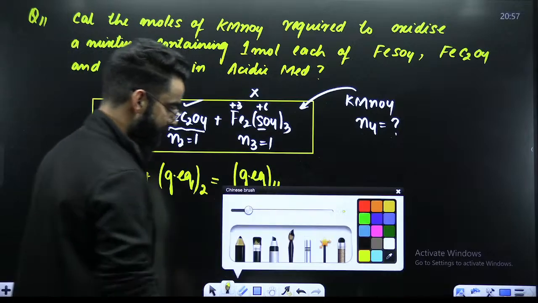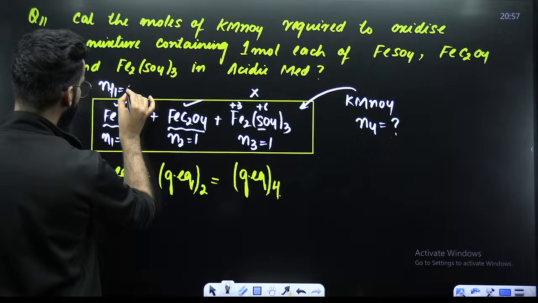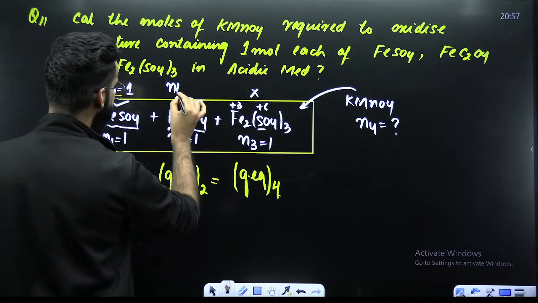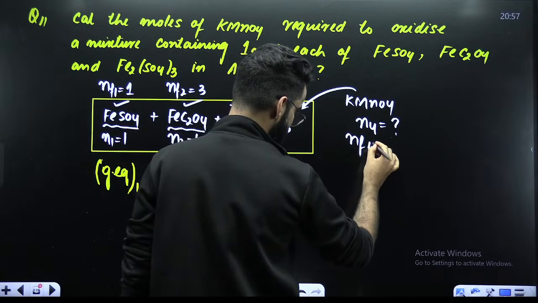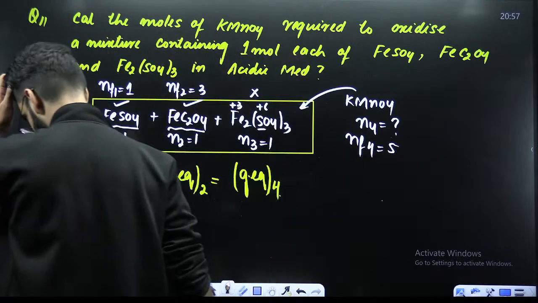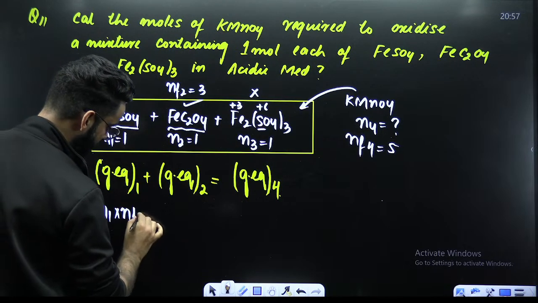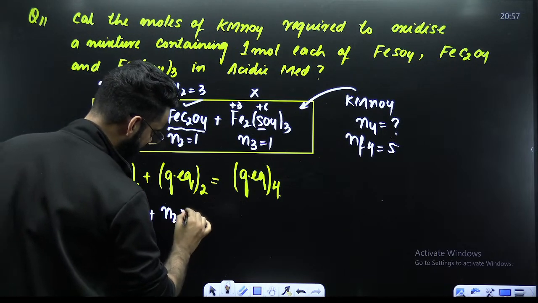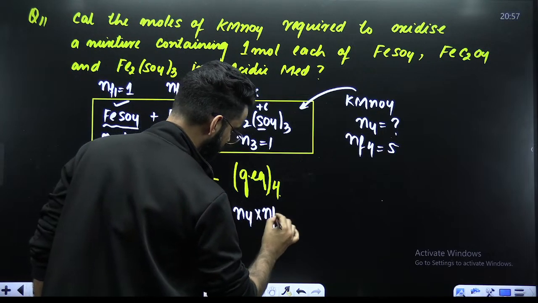Now, people, what is the N factor of FeSO4 here? It will be 1. What is the N factor of ferrous oxalate? It will be 3. What is the N factor of KMnO4 in acidic medium? It's 5. Right? Now use the formula. Gram equivalence of 1 is N1 multiplied by N factor 1, plus N2 multiplied by N factor 2 is equal to N4 multiplied by N factor 4.